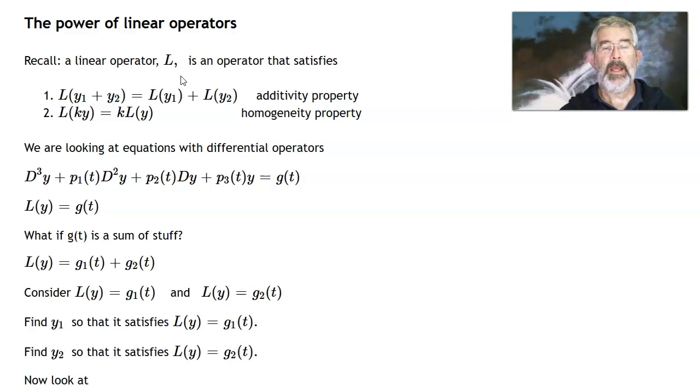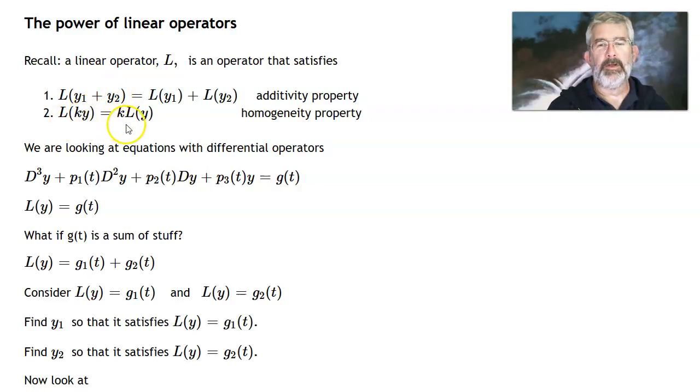Okay? And it has the following properties. In fact, any transformation is called linear if it satisfies these two properties. That is, the transformation of the sum of two things is equal to the sum of the individuals transformed. This is called the additivity property. It almost looks like the distributive property, that L just distributes over addition.